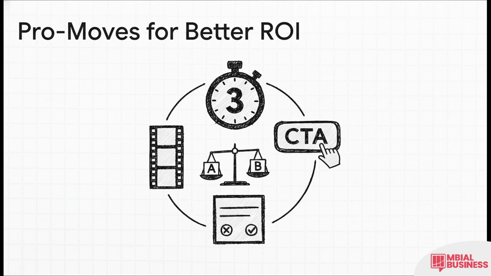Second, your call to action or CTA has to be crystal clear. Use simple, direct words like shop now or learn more. Third, use those interactive stickers. Polls, quizzes, sliders, they get people to physically engage with your ad, which is huge. Fourth, tell a little story. Use a few different clips or images to build a narrative. And finally, please, A/B test everything. Test your videos, your headlines, your audiences. Let the data tell you what's working.